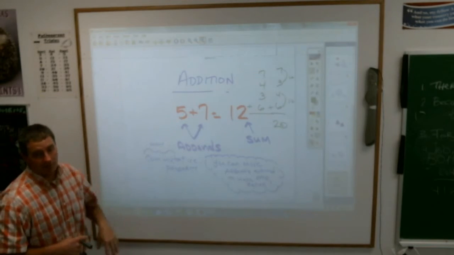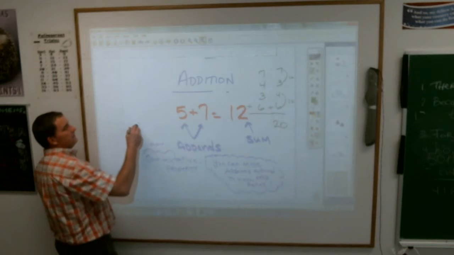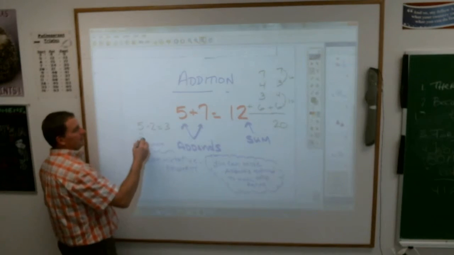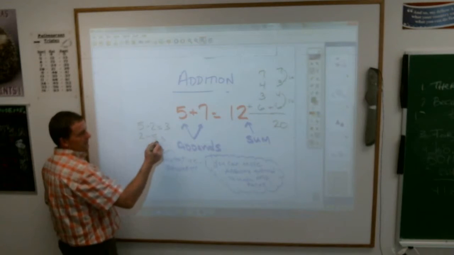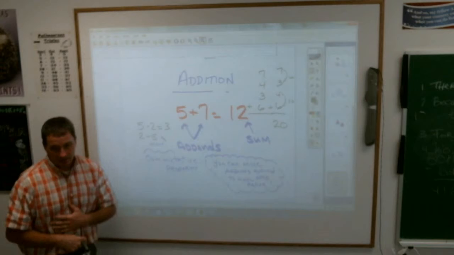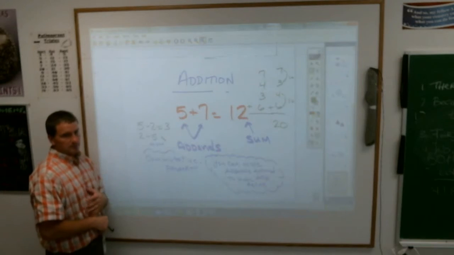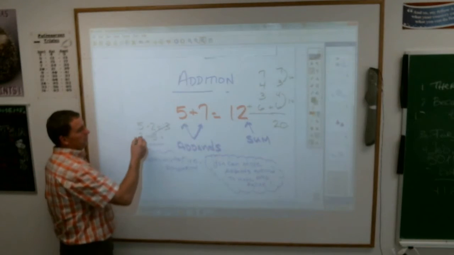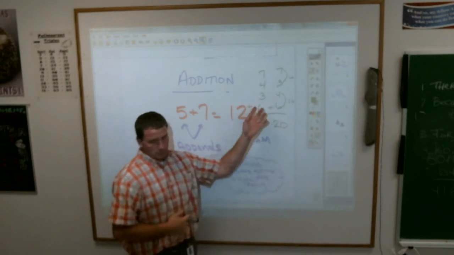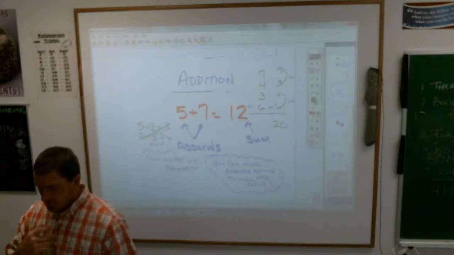Again, that doesn't work for everything. I can tell you that 5 minus 2, which is 3, is not the same thing as 2 minus 5. As a matter of fact, right now in your mathematical world, you can't do 2 minus 5. I can. Okay. So, boom. The commutative property doesn't work with subtraction. It does work with addition. And that's a good thing for you.